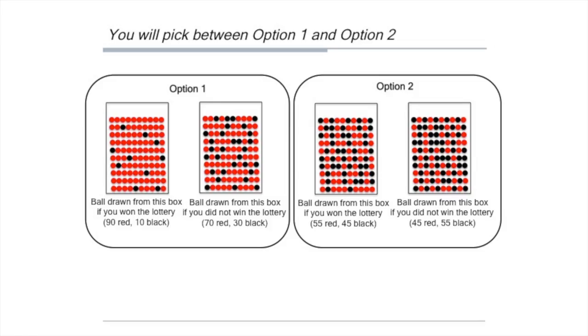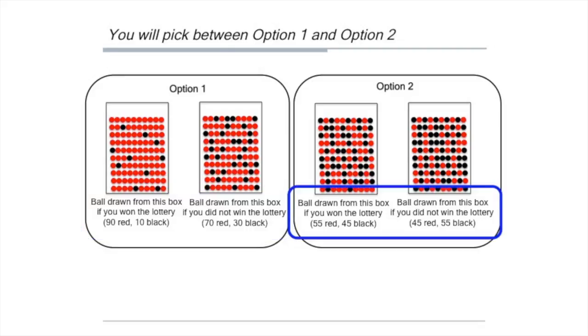Question 4 presents these two options you see on the screen. Take a moment to look at how they differ from one another. If you pick option 1 and you won the lottery, the computer will draw a ball from the box with 90 red balls and 10 black balls, and if you lost, it will draw a ball from the box with 70 red and 30 black balls.